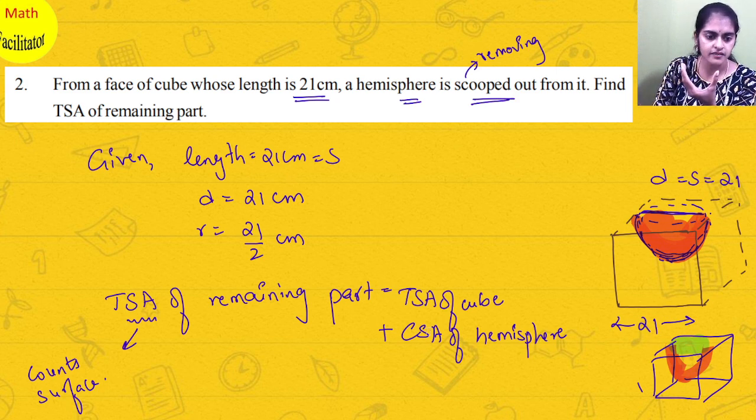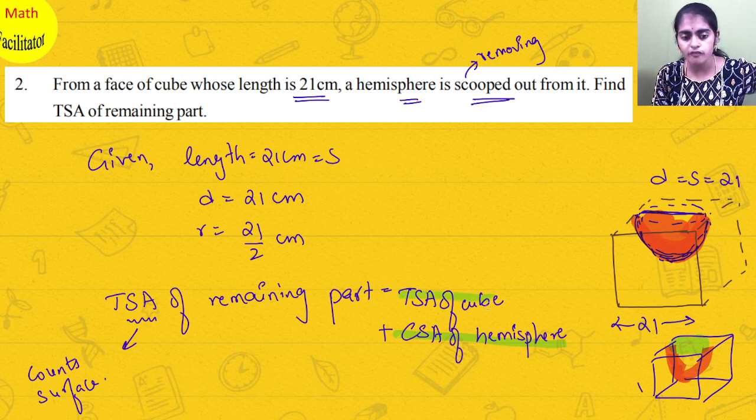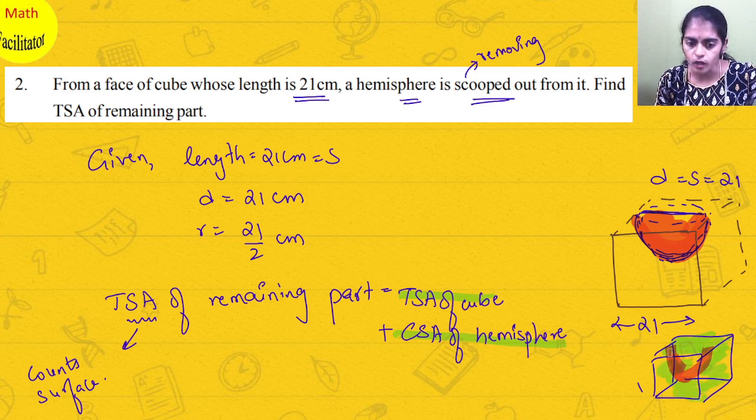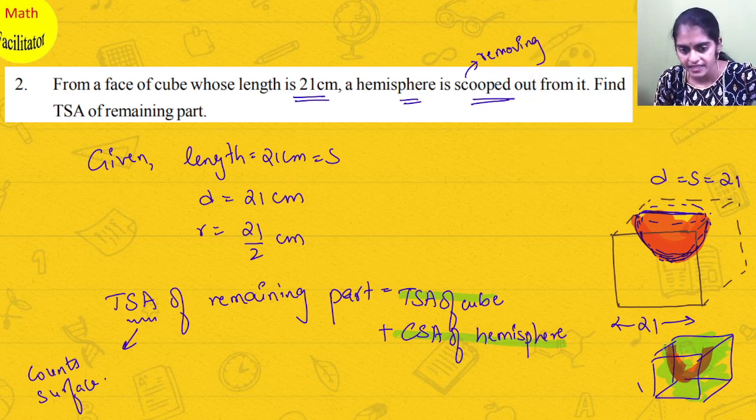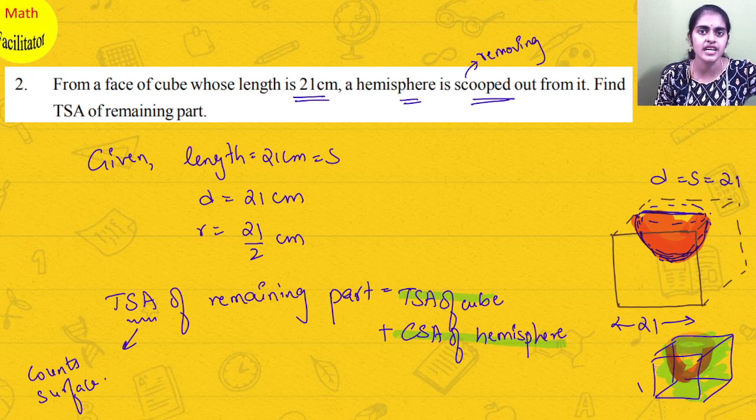So I have taken curved surface area. Till here it is clear. But I have taken TSA of cube. TSA of cube means all the 6 sides. So total all the 6 sides I am taking. To that all the 6 sides, this bowl portion is added. Hemisphere curved surface area is added. But if you realize this portion, this circular portion which you have here is actually not there in the surface.